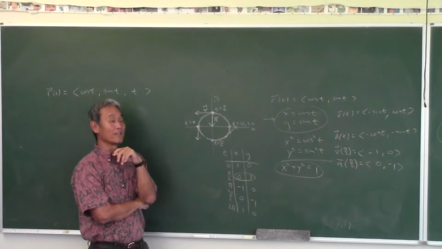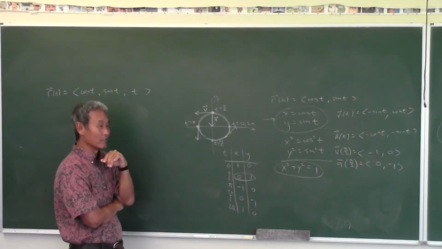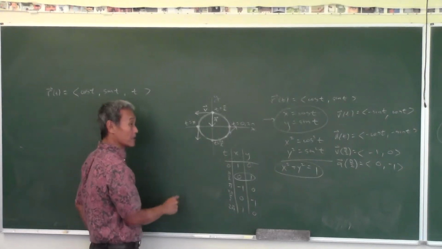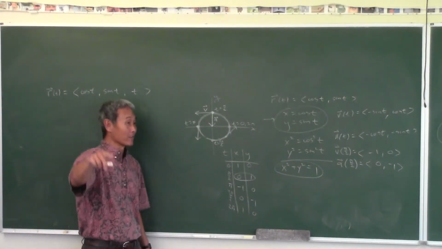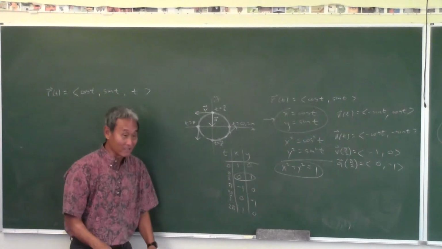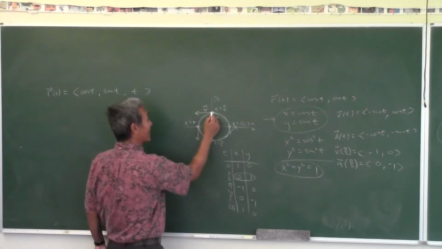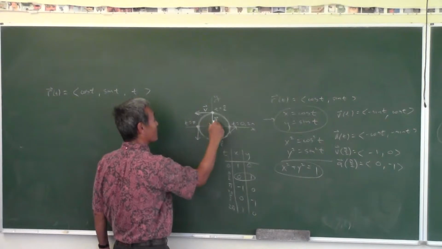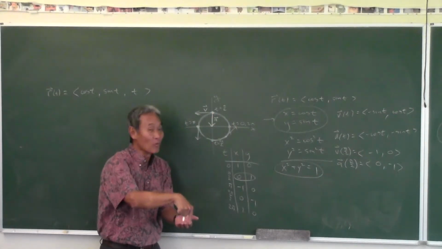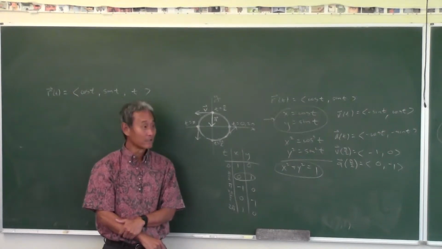What did your physics teacher teach you about uniform circular motion? The velocity vector will be tangent to the circle, but the acceleration vector is centripetally inward. Does that sound familiar?